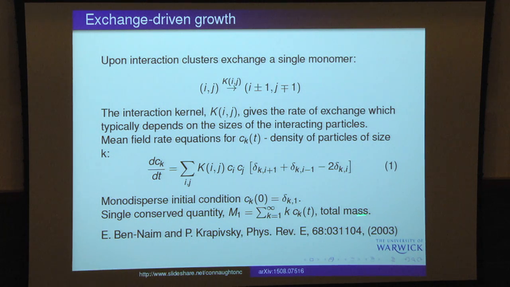And I guess the important thing to note about it is that there's just a single conserved quantity for these equations. The single global conserved quantity is the total mass contained in the system. If you want to find out more about how these equations behave, there's a paper by Eli Ben-Naim and Paul Krapivsky, which goes into great detail. I'll come back to that later.